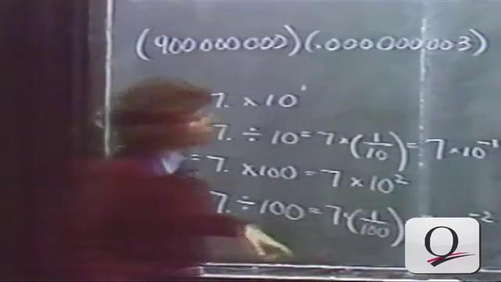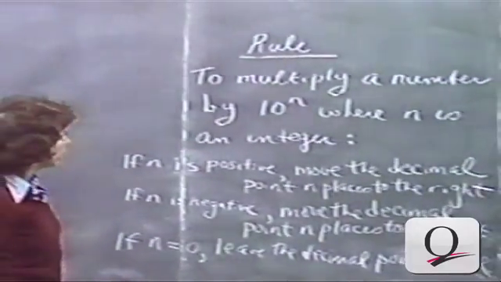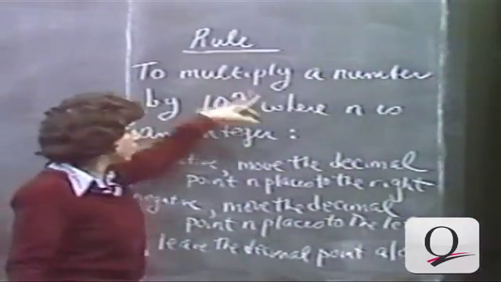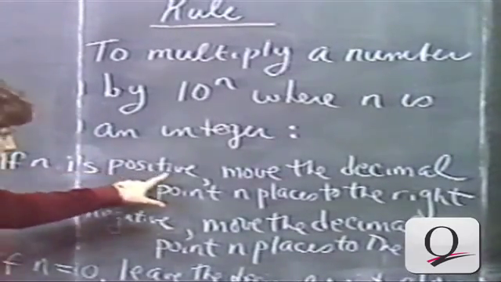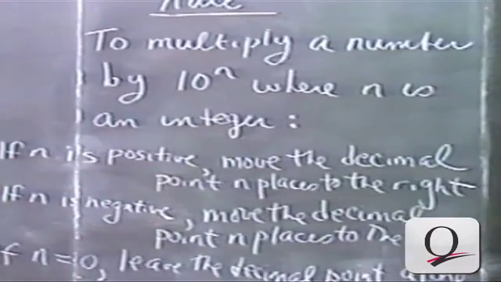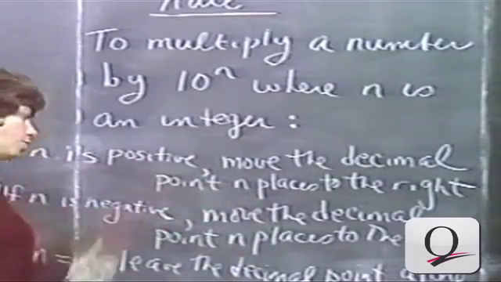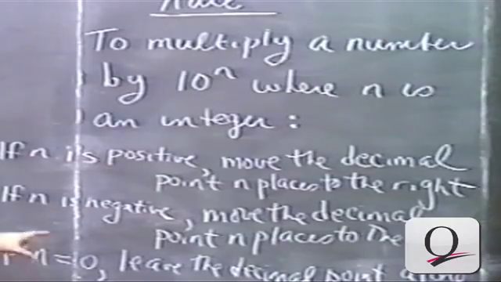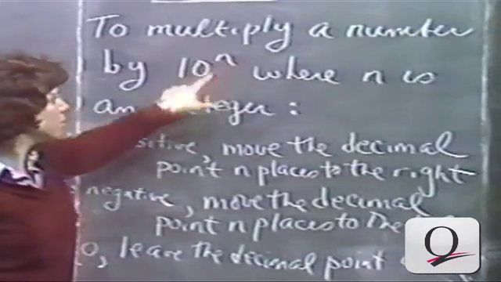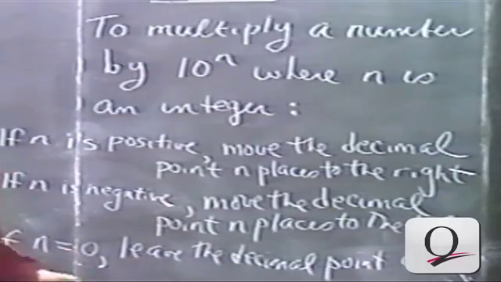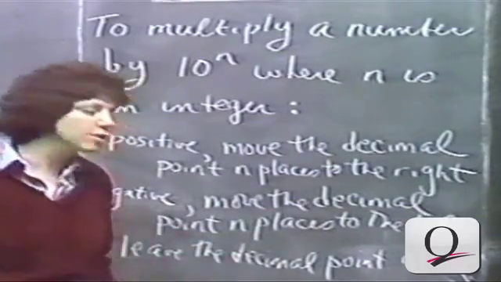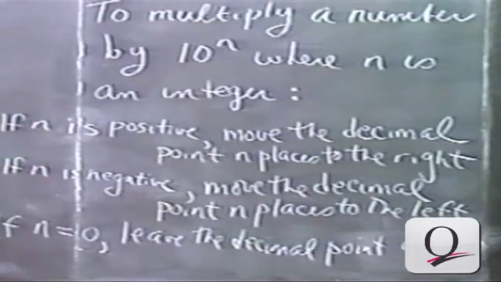And in general, we have the following rule. To multiply a number by a power of 10, by 10 to the nth power, where n is an integer, if n is positive, you move the decimal point n places to the right. If n is negative, you move the decimal point n places to the left. And if n is 0, which means you're multiplying by 10 to the 0, which of course is 1, the number doesn't change. If n equals 0, you leave the decimal point alone. I'll give you a few moments to copy the rule.